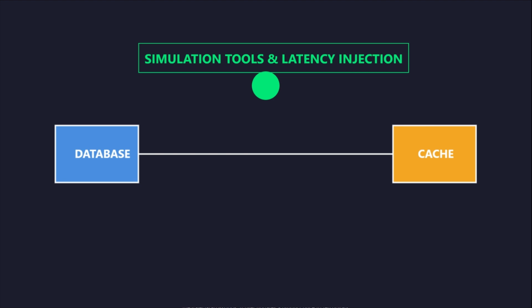There is no single perfect strategy. For consistency, use write-through or outbox patterns. For absolute speed, use write-back. For simple implementation, use cache aside with a sensible time to live.